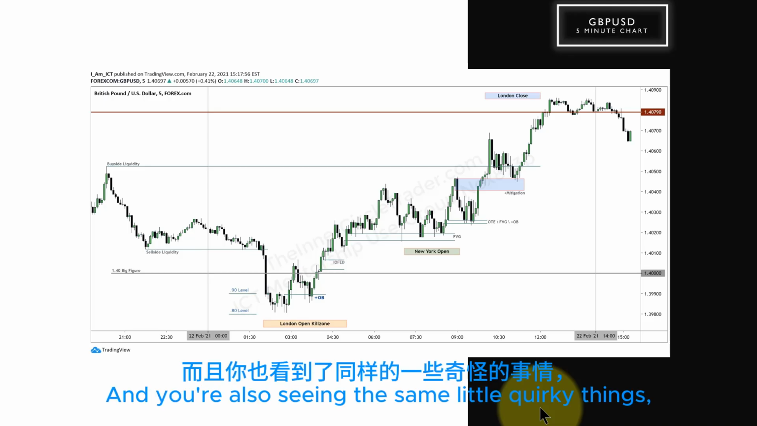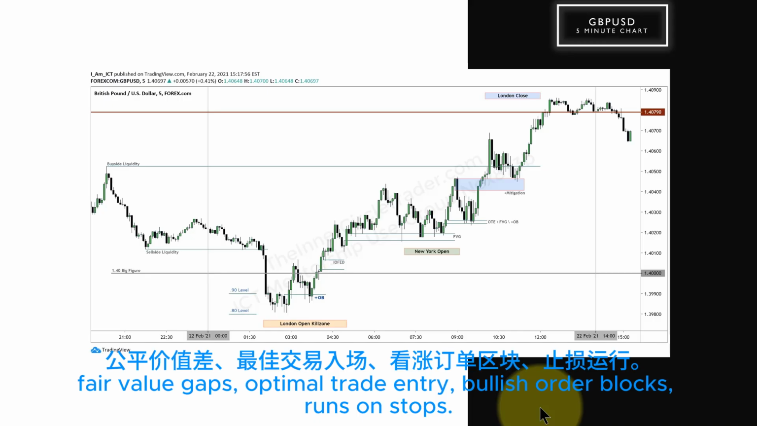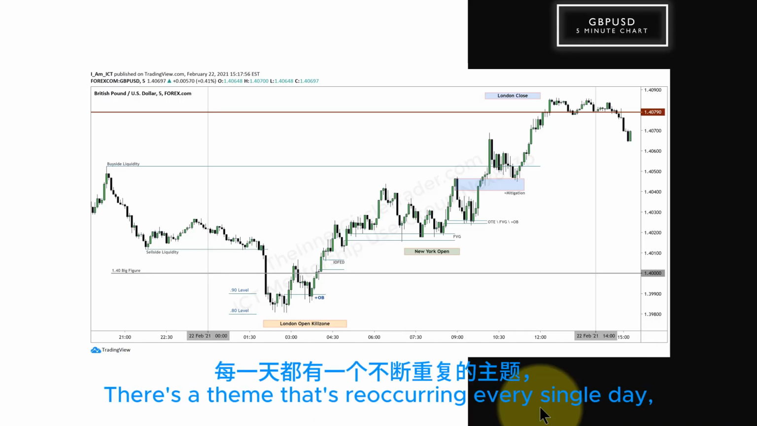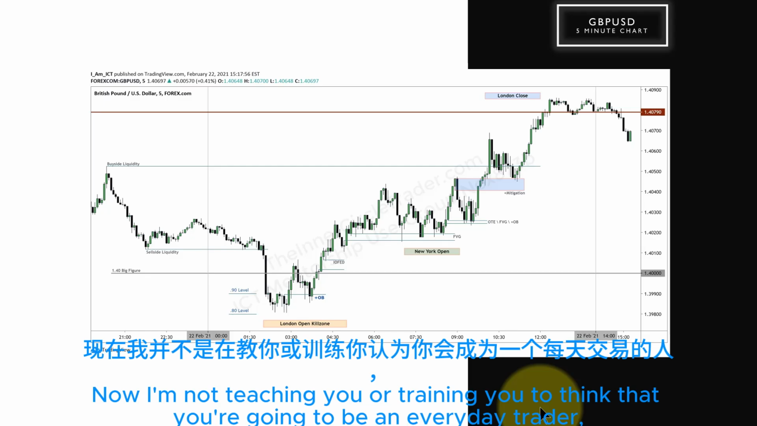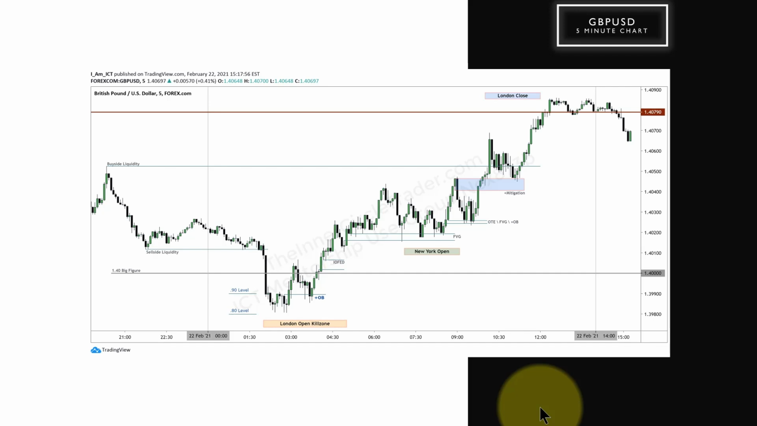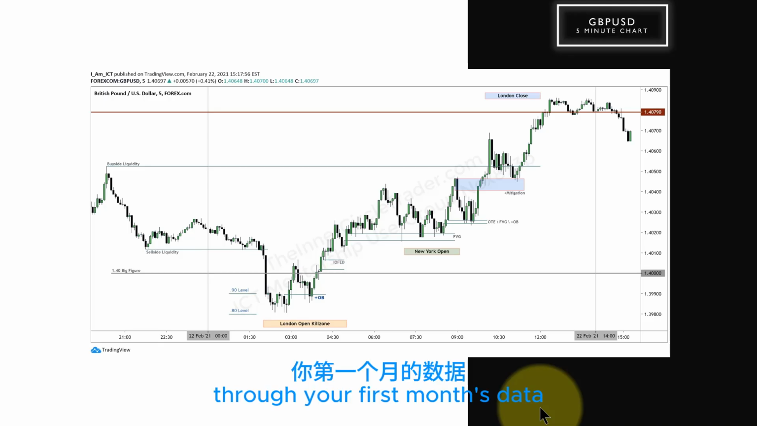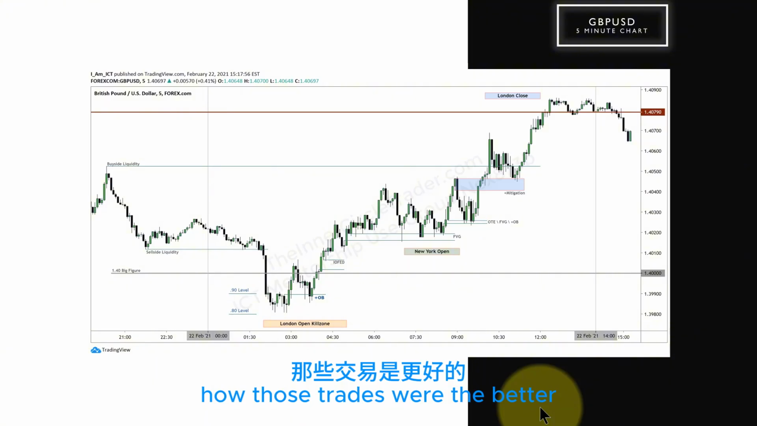And you're also seeing these same little quirky things: fair value gaps, optimal trade entry, bullish order blocks, runs on stops. There's a theme that's reoccurring every single day. Now, I'm not training you to think that you're going to be an everyday trader. But when we get into month 2, I'm literally going to tell you how to go back through your first month's data and how to pick out how those trades were the better ones.